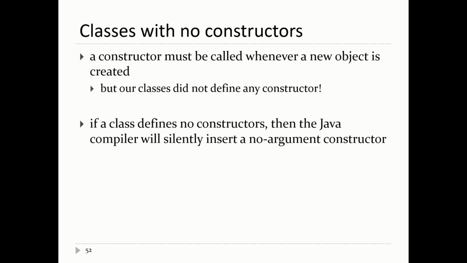Okay, classes with no constructors. Our classes currently have no constructors, right? We didn't define any. Because we didn't define any, the Java compiler silently inserts what's called a no argument constructor into the class for you. It doesn't tell you it's doing it, you just get one. So every class has at least a no argument constructor unless it defines its own constructors.